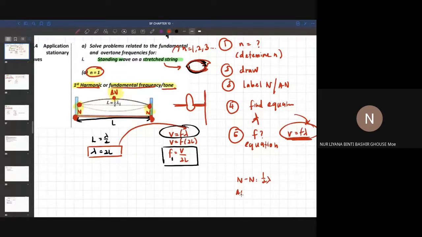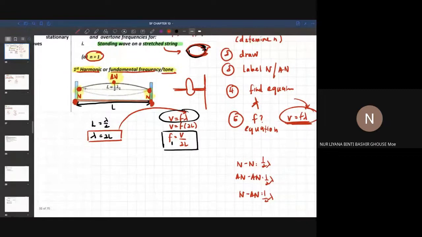How about anti-knot kepada anti-knot yang seterusnya? 1/2 lambda juga. Very good. And how about daripada knot sampai ke anti-knot? 1/4. Okay, very good. 1/4 lambda. So yang ini kita dah tahu. So sekarang kita tengok daripada knot sampai ke knot. Okay, knot sampai ke knot adalah half lambda.